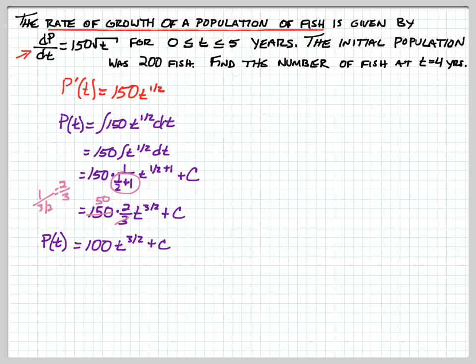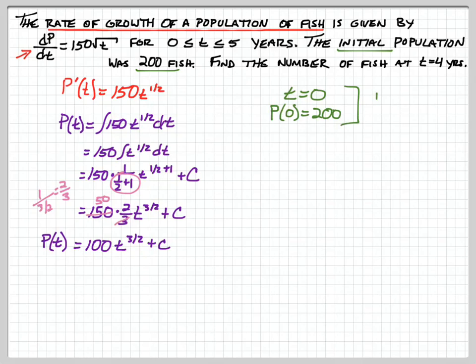Alright, so now that we've got our parent function, we can almost start looking at finding fish at 4 years. But the problem is, even if we plugged in t at this point, we have a couple of unknowns. We've got p of t unknown, t unknown, and c unknown. So we need to look for some other clues. And we've got two. We've got the initial population, and how many fish that was, 200. So this means that at t of 0, our population was 200.